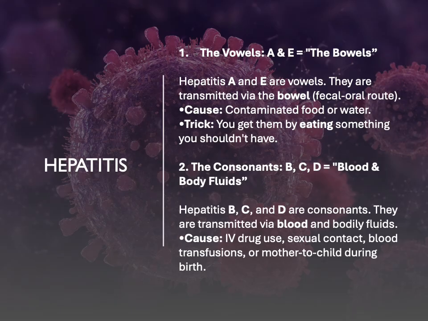So if you think about the vowels, think about the vowels. So hepatitis A and E, because again, A, E, I, O, U, and sometimes Y are vowels. So hepatitis A and E are vowels, and it's caused or equated to the bowels. They're transmitted via the bowel, a fecal-oral route, based on contaminated food or water, and you can get them by eating something you shouldn't have, meaning something that had hepatitis in it.